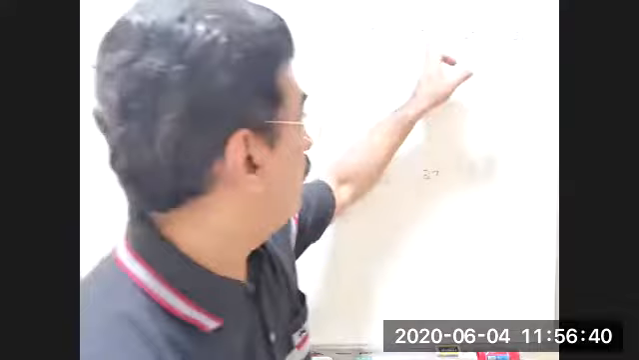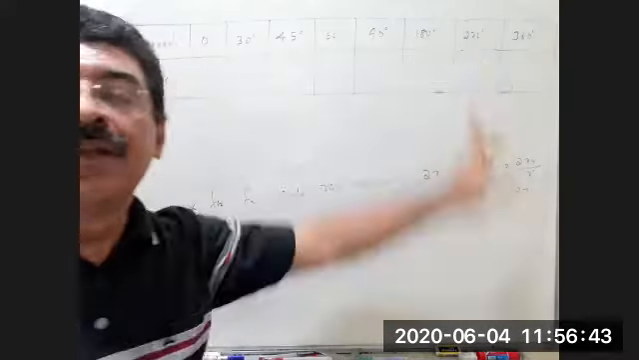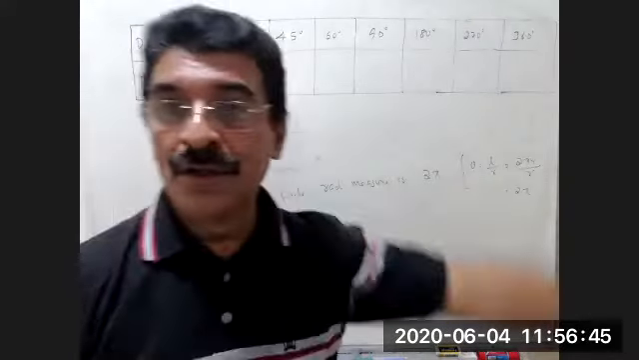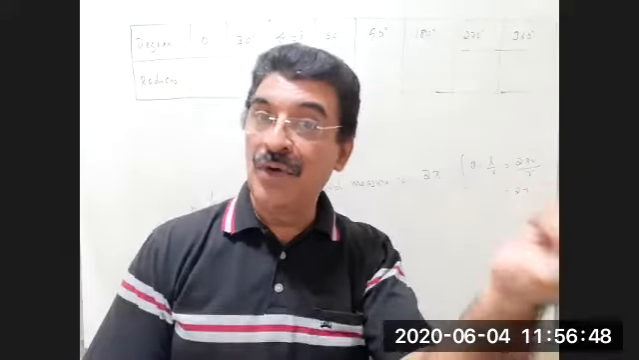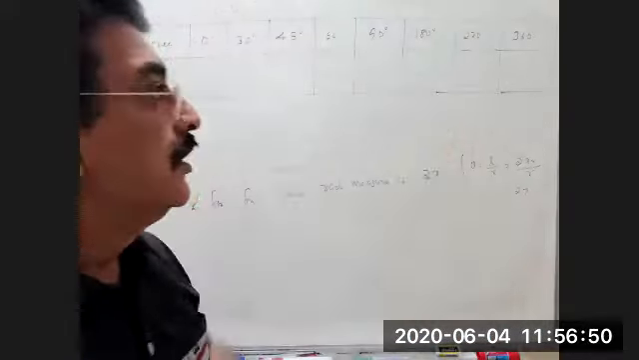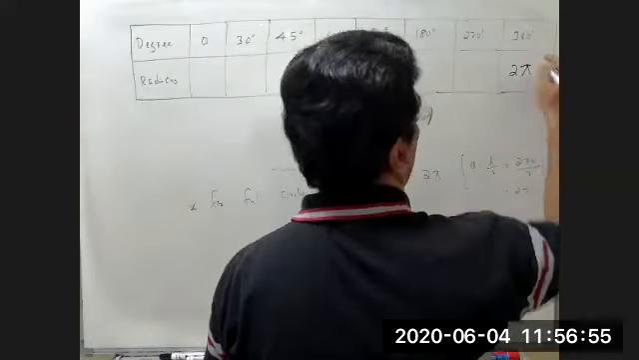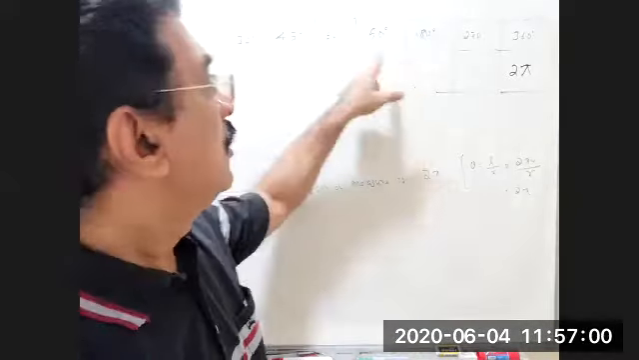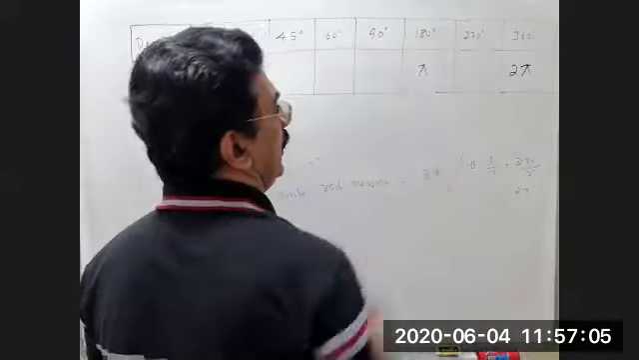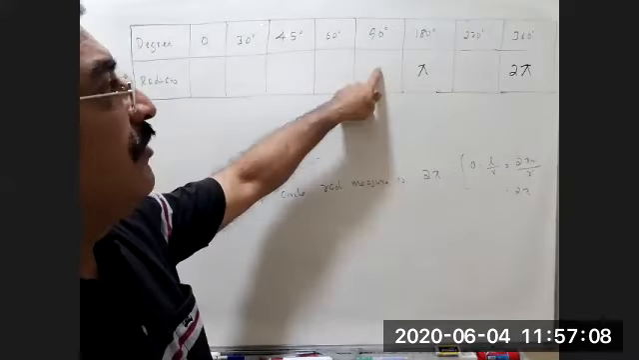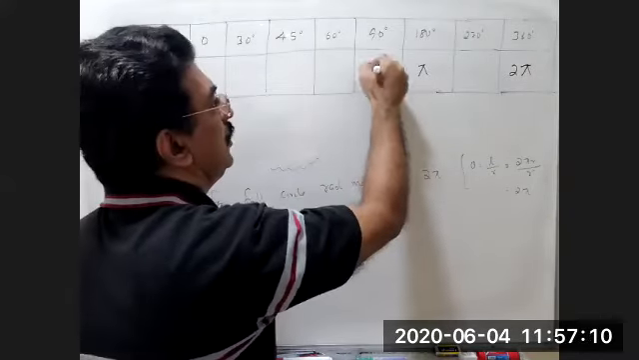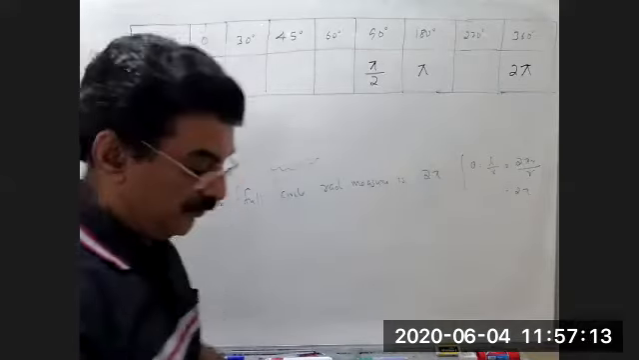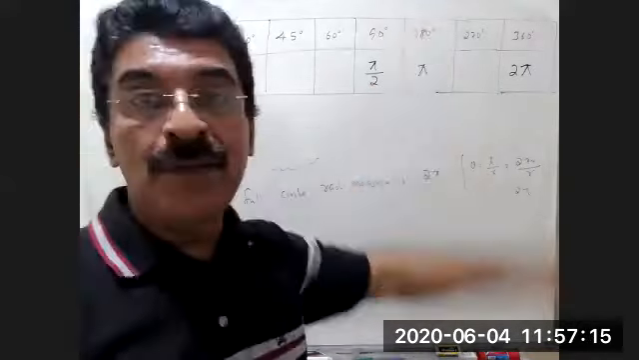You learned only till 90 last year. Now we are going up to 360 and beyond; we will complete that later on. We know that 360 degrees is 2 pi radians. If 360 is 2 pi, 180 is half of 2 pi, so this will be pi radians. 90 will be half of 180, so this is pi by 2 radians. Now see that 180 means pi.